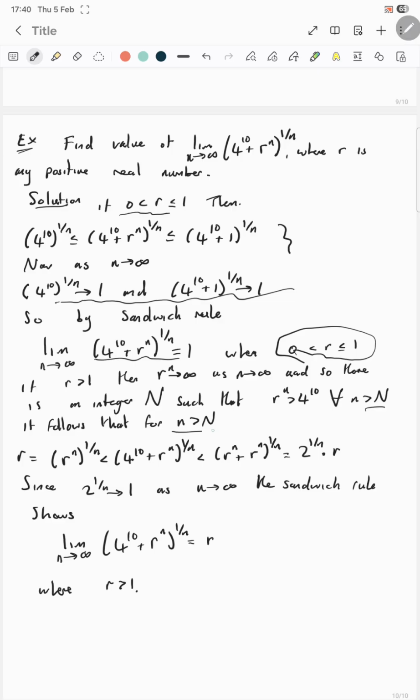It follows that for n greater than N, r equals r to the n raised to the power of 1 over n, which is less than 4 to the 10 plus r to the n raised to the power of 1 over n, which is less than r to the n plus r to the n raised to the power of 1 over n, which equals 2 to the power of 1 over n times r. Now since 2 to the 1 over n goes to 1 as n goes to infinity, the sandwich rule shows that this is true, where r is greater than 1.